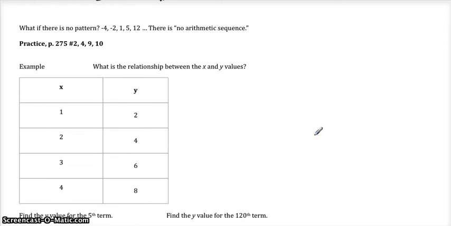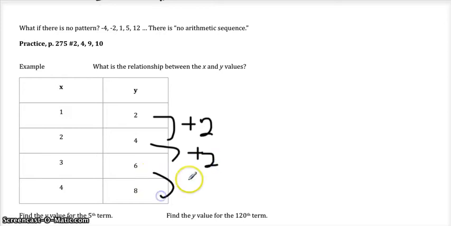Now we have an example here. What's the relationship between the x and y values? So there's a couple ways we could look at it. We could say, well, the x's are all increasing by 1, and the y's are increasing by 2. If you notice here, we have a +2, +2, +2.